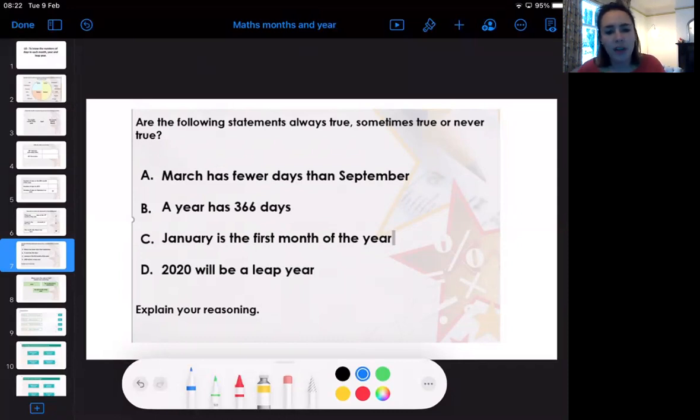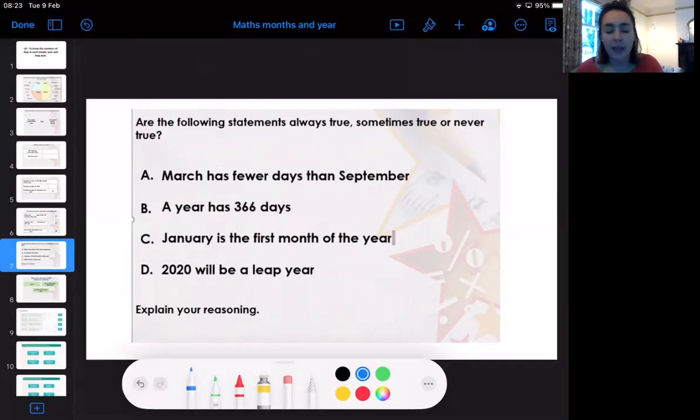A, March has fewer days than September. I know March has 31 days. I know September has 30 days. So that is never true. And my reasoning would be that it is never true because March has more days than September.